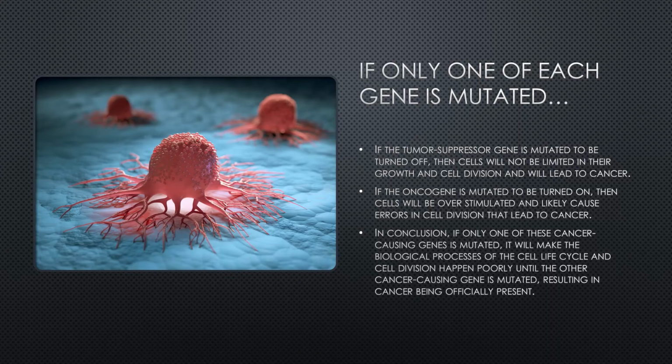So what each of these statements are saying is that if only one of these cancer-causing genes is mutated, it will make the biological processes of the cell life cycle and cell division happen poorly until the other cancer-causing gene is mutated. This again results in cancer being present. So even if only one gene is mutated, you're still not out of the clear. It's just a matter of time before, under worse conditions, the cell makes another error that happens to be the other mutation.